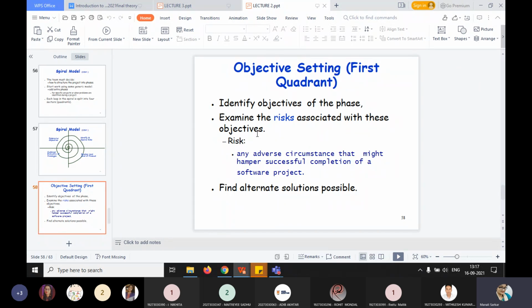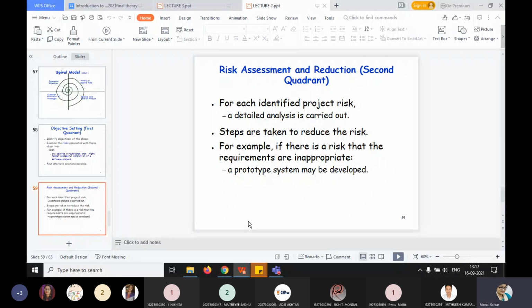So similarly, risks also happen in software development in every phase. That's why we need to identify those risks and we need to resolve those risks accordingly. You see here, and also next is finding alternate solutions that are possible. Next, what is risk assessment and reduction?